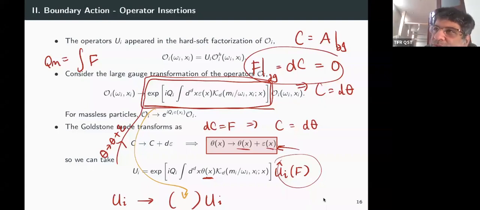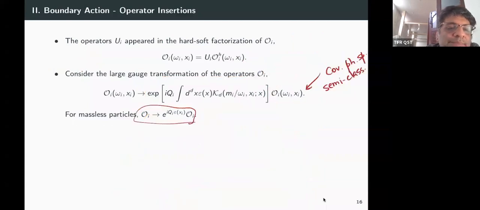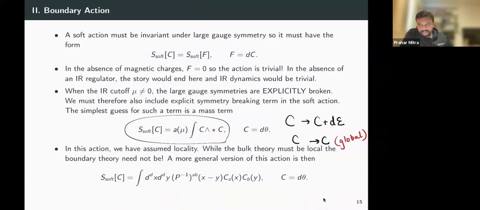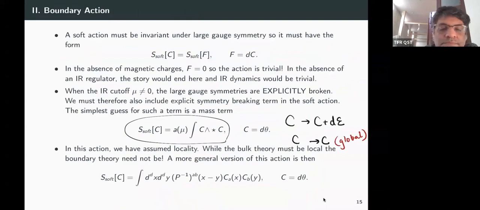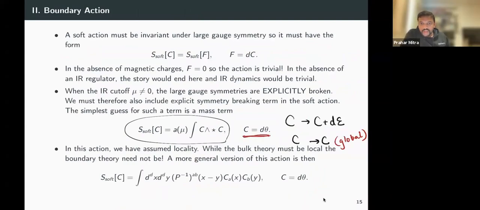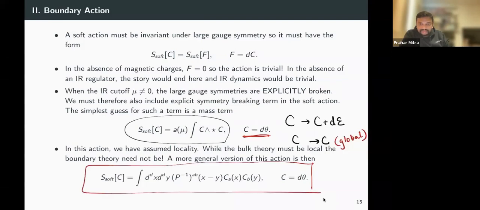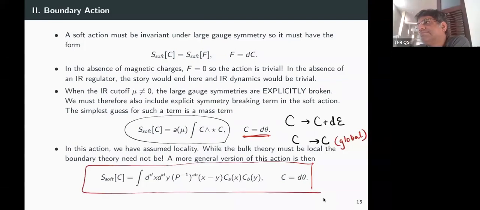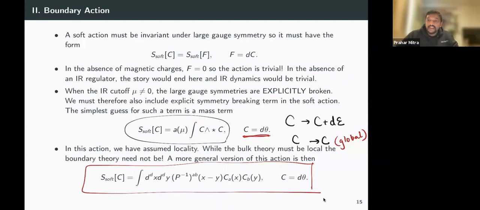Sorry, you'd written down an action which was C wedge C star at some point for C. In that action, should I also substitute C is equal to d theta? You should. Yes, I have it right here. But this is not the action. This is the local action, and this was written down assuming boundary locality. Which is not an assumption one should make. So the correct action is this. This is the non-local generalization of that action. And here again, the actual dynamical variable is theta. Exactly. Again, this will not be the case when you have magnetic charges. Then the actual dynamical variable will be C.